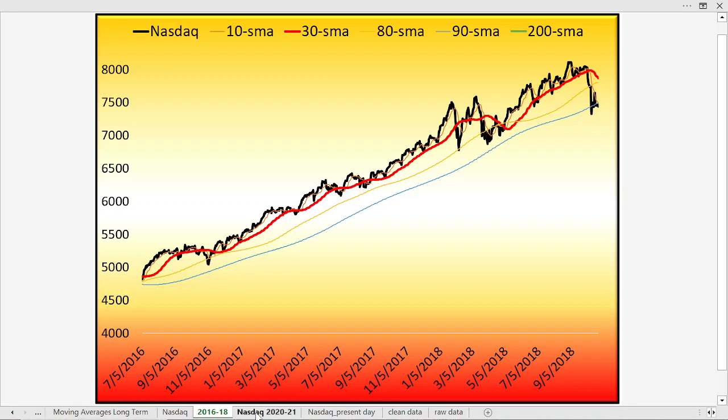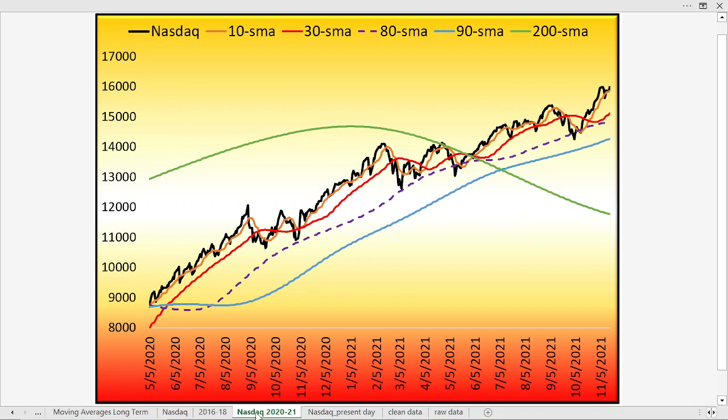Here's another example. This is 2020, 2021. Now, the 30 simple moving average is a red line.